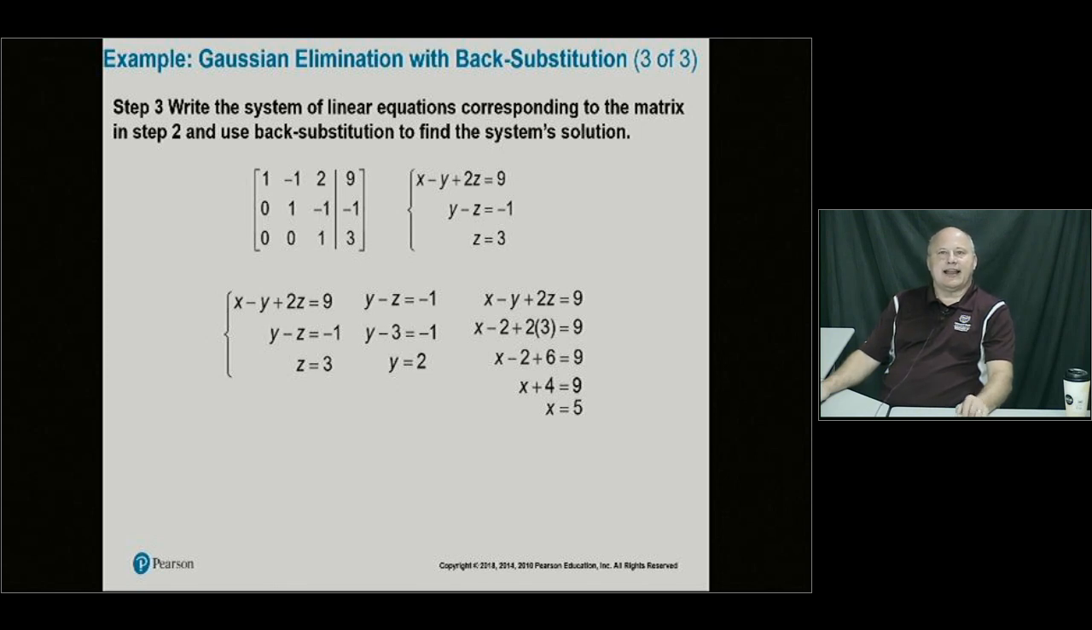So once you get the last variable, you use the middle equation to find the second variable, and then use the first equation and the values you found to solve for the first letter in the equation, x.